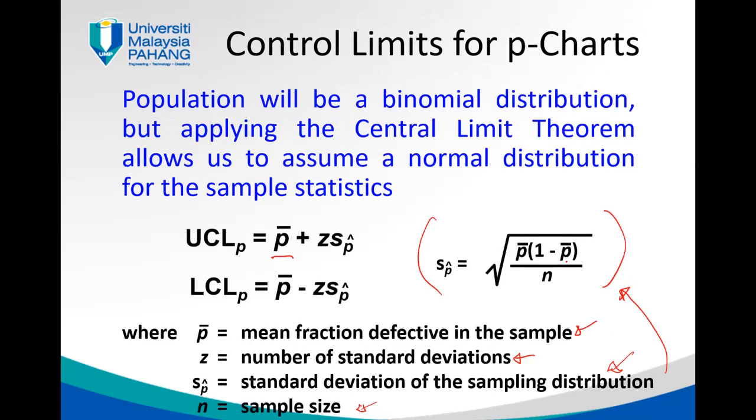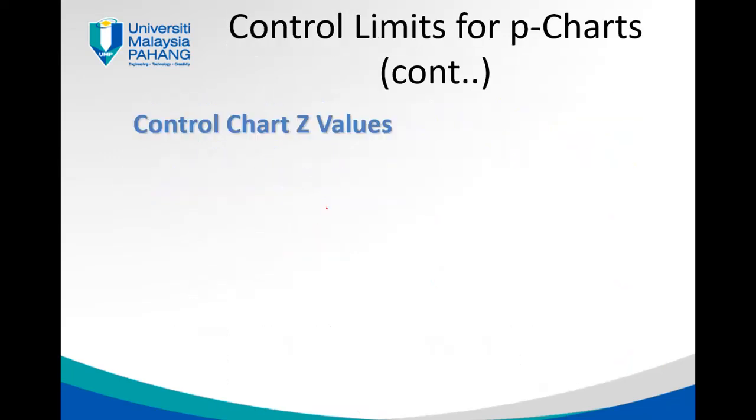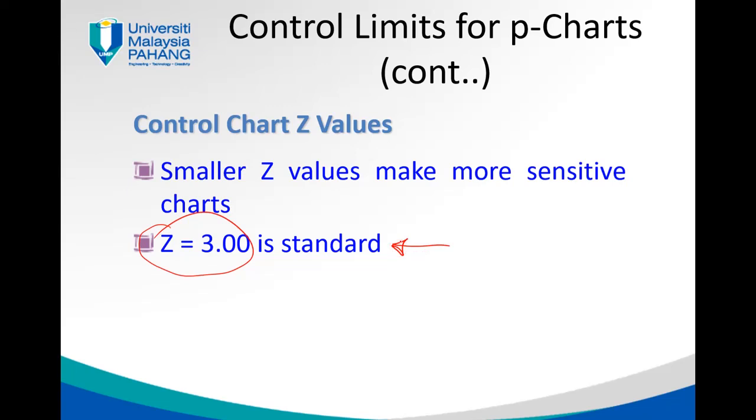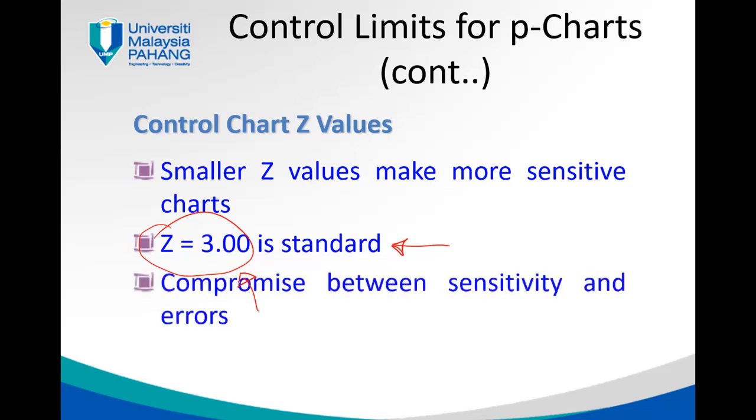Then for the Z values, smaller Z values make the chart more sensitive. This is the standard value that we normally use for Z: Z is equal to 3.0. Unless otherwise stated, we will use this value. It means that if the question doesn't mention another value for Z, you need to use Z equal to 3.0. It is a compromise between sensitivity and error.